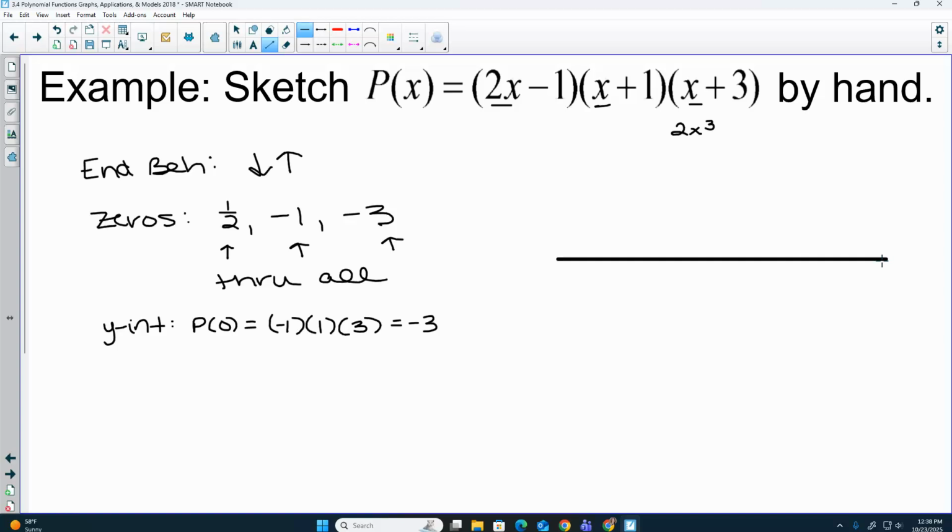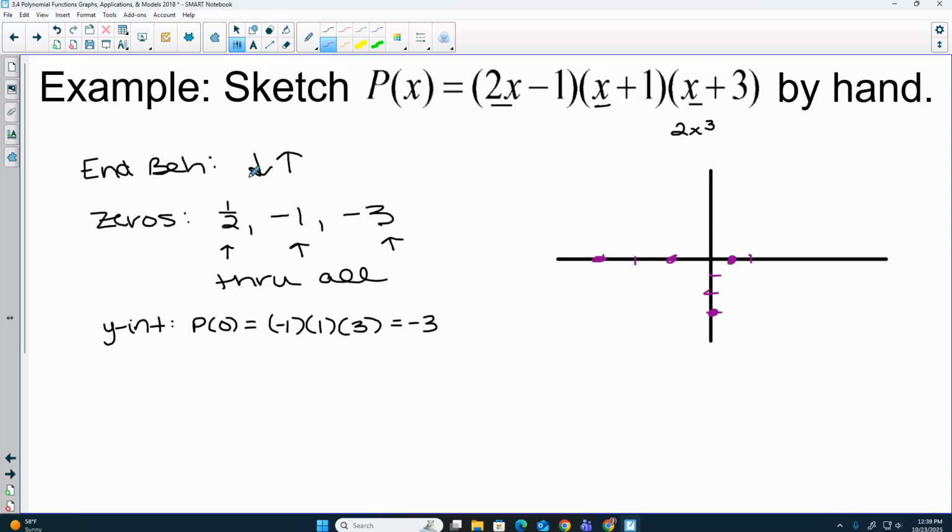Now we're drawing a sketch. I didn't find these points just for fun. All the points you find I expect to be plotted on your graph. Okay, so my zeros, those are my x-intercepts. So I hit my x-axis at 1/2, negative 1, and negative 3. My y-intercept is negative 3, so we cross the y-axis at negative 3. So now my graph has to go through all of these points. And those are the only places I can touch the x or the y-axis.